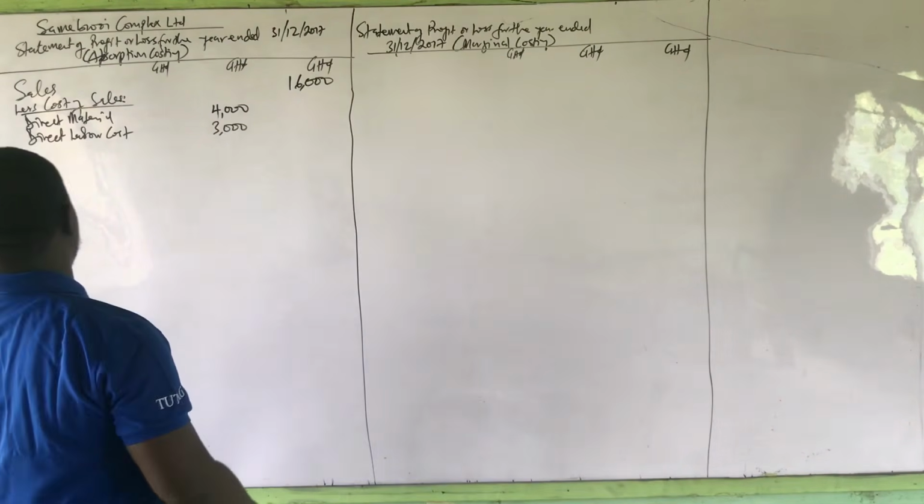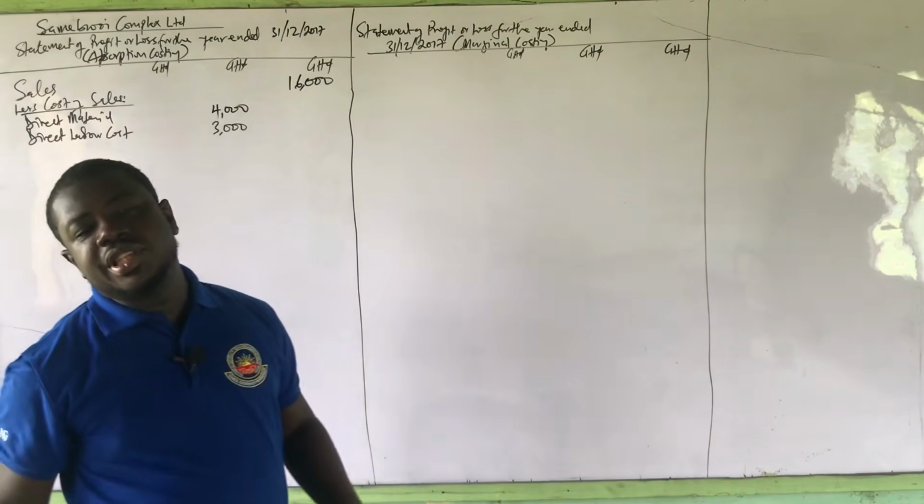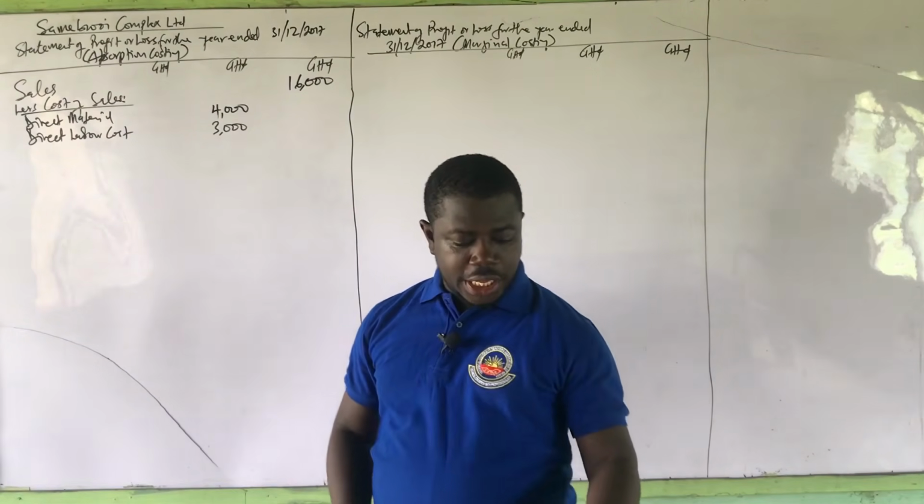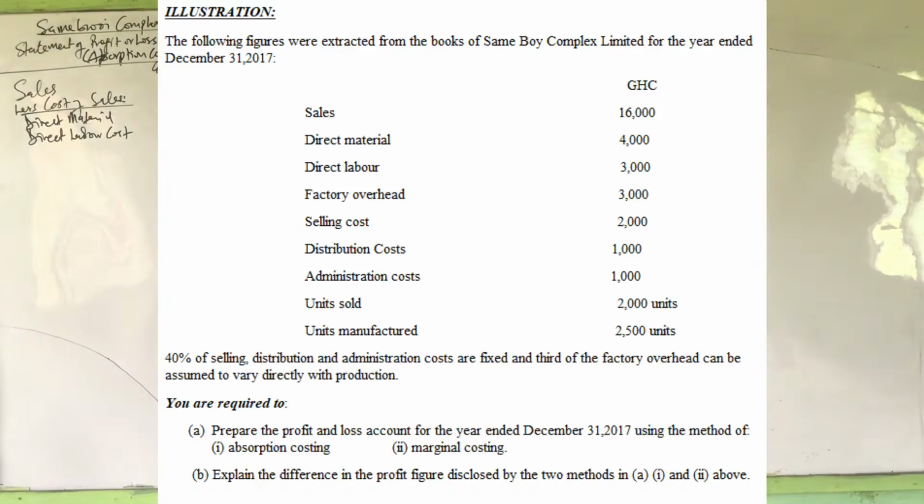And then we were given factory overhead. Now, let me say something about the factory overheads. If you look at the list of balances, we are told that factory overhead is 3,000 Ghana cedis. But in the additional information, we are told that 40% of selling and distribution and administration costs are fixed. Fine. And a third of factory overhead can be assumed to vary directly with production.